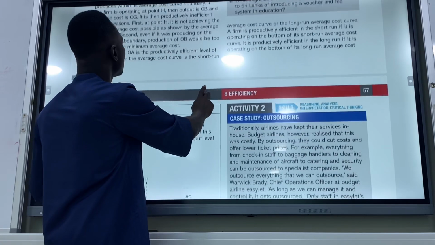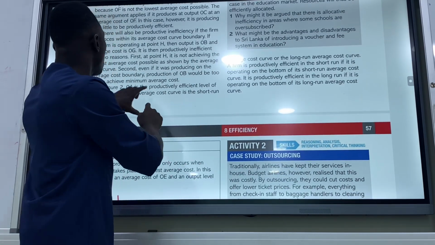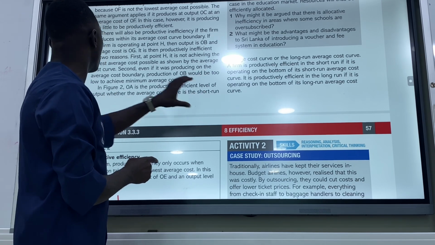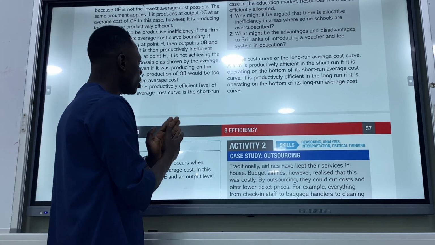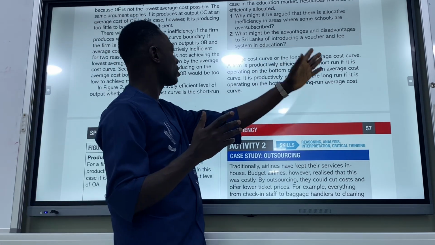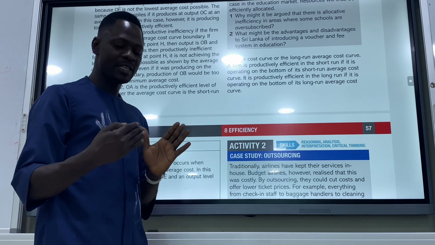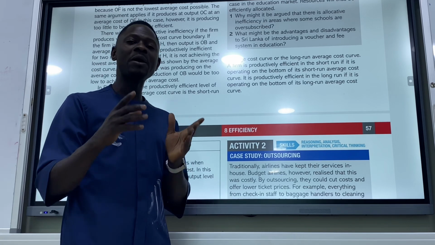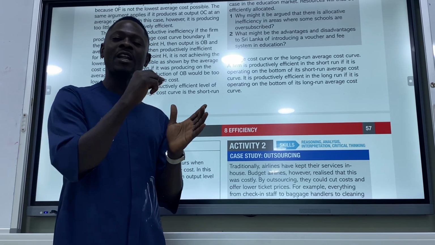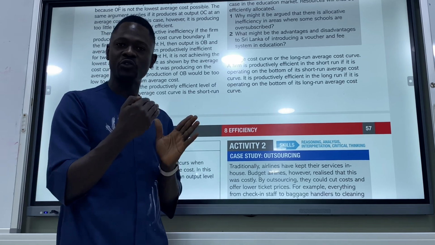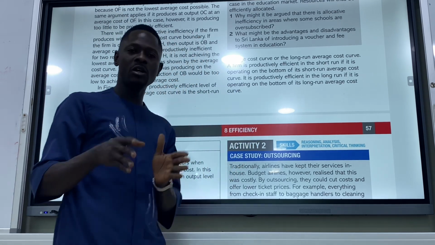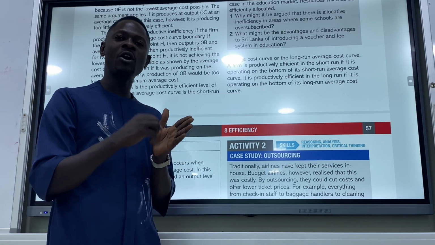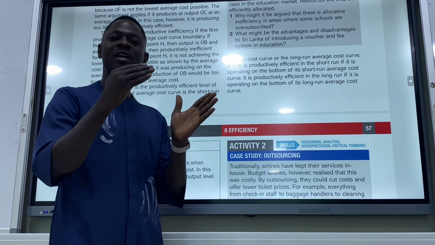So that's about that. Then when we look at figure 2, OA is productively efficient. OA is the productively efficient level of output, whether the average cost curve is the short run average cost curve or the long run average cost curve. What they are saying is that there's always productive efficiency in the short run and in the long run. In the short run, if the firm is producing within the short run average cost of production, there's productive efficiency. And in the long run, there's productive efficiency if the firm is producing on the curve that represents the long run average cost of production.